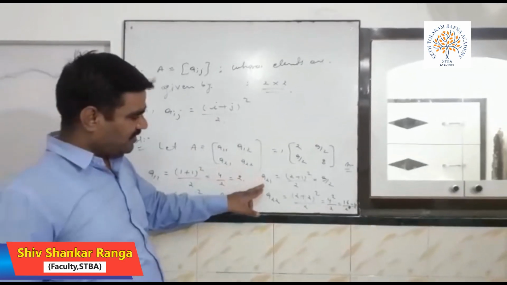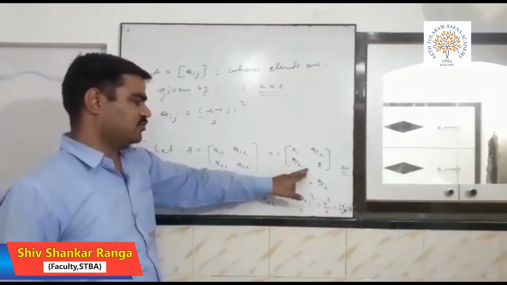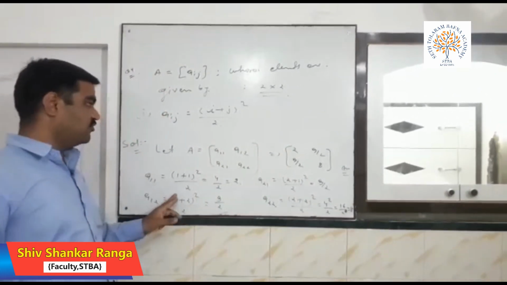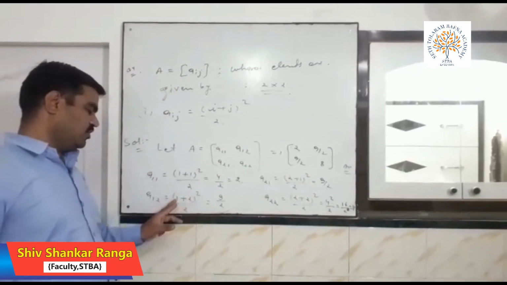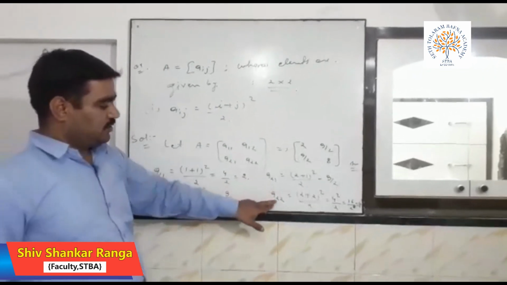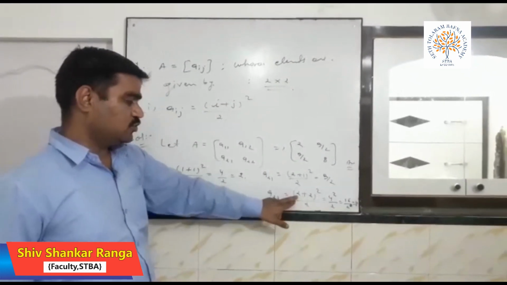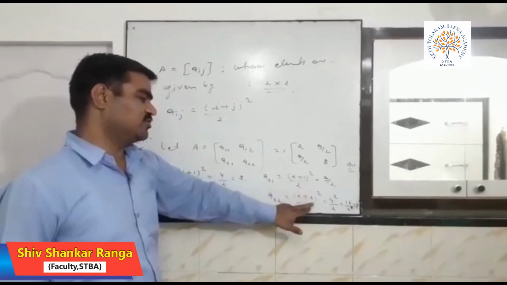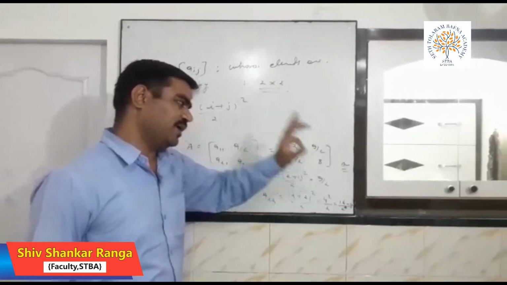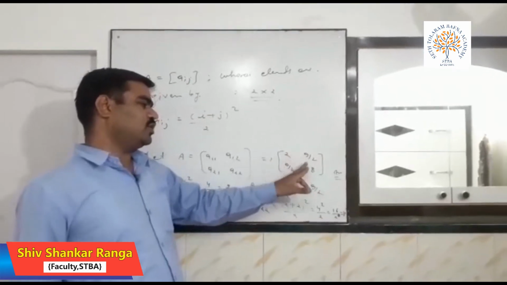Second, A21: I has the value 2, j has the value 1, and (2 plus 1) to the power 2 upon 2 is equal to 9 by 2. A12: I has the value 1, j has the value 2, (1 plus 2) the whole square upon 2 is equal to 9 by 2. A22: I has the value 2, j has the value 2, (2 plus 2) to the power 2 upon 2 is equal to 4 square upon 2, 16 by 2 is equal to 8. Then the result is 2, 9 by 2, 9 by 2 and 8.